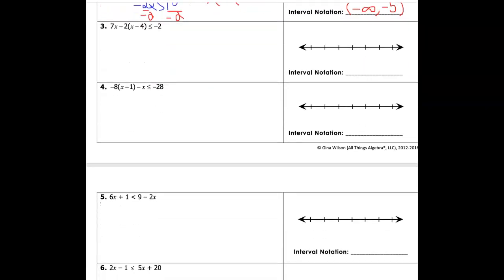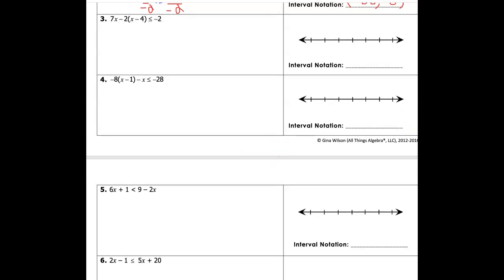All right, we're going to do 3 and 4 following those same steps. So step 1, we'll distribute that negative 2. That 7x is just going to come down. We don't do anything with that. Negative 2x. Be careful with our signs here. We have negative 2 times negative 4. That's going to give us a positive 8. And then that is less than or equal to negative 2.